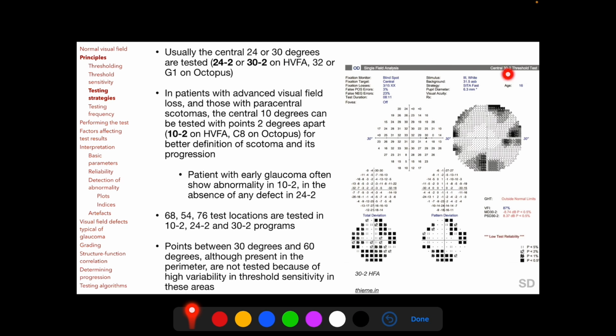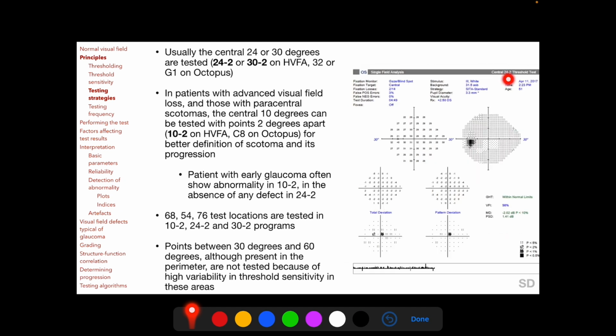This is the 30-2 testing strategy on the Humphrey Visual Field Analyzer, and an area of the visual field 30 degrees from the central fixation is tested in this testing strategy. And this is the 24-2 testing strategy on the Humphrey Visual Field Analyzer, and an area of visual field 24 degrees from fixation is tested in this strategy.